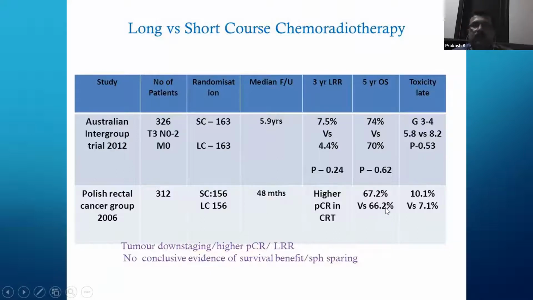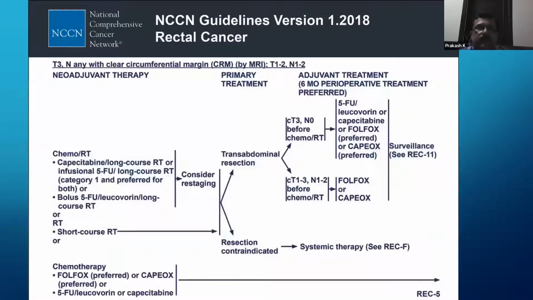There is no difference in the overall survival, but they have noticed a higher pathological clearance rate in long course chemoradiation. So the clearance or the shrinkage of tumor is probably more with long course chemoradiation, and the tumor downstaging effect may be more. But mind you that both these trials or any other trials have clearly shown a benefit of improving the ability of long course chemoradiation in improving the number of sphincter preserving surgeries. And this is the point which we had just briefly touched upon earlier.